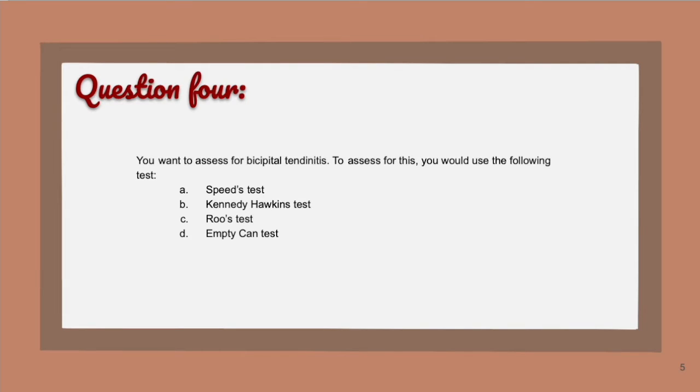Question 4. You want to assess for bicipital tendinitis. To assess for this, you would use the following test. A. Speeds test. B. Kennedy-Hawkins test. C. Ruse test. D. Empty can test.